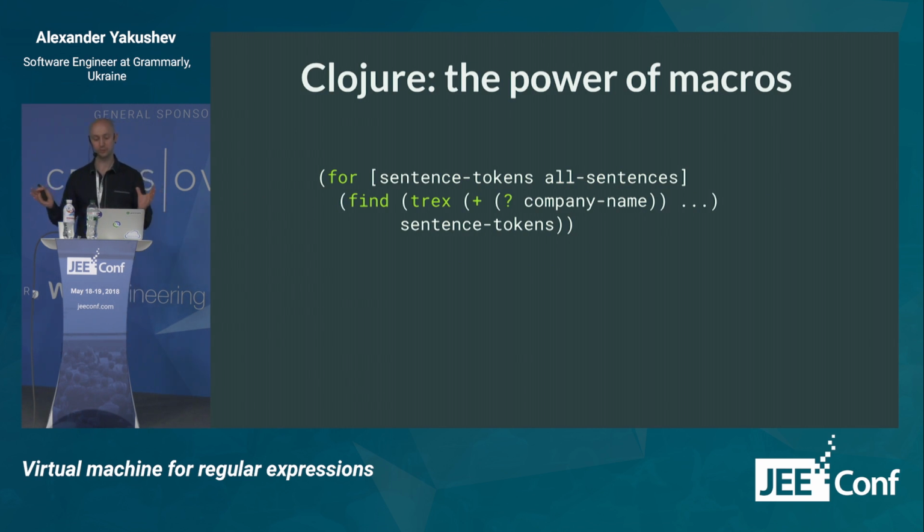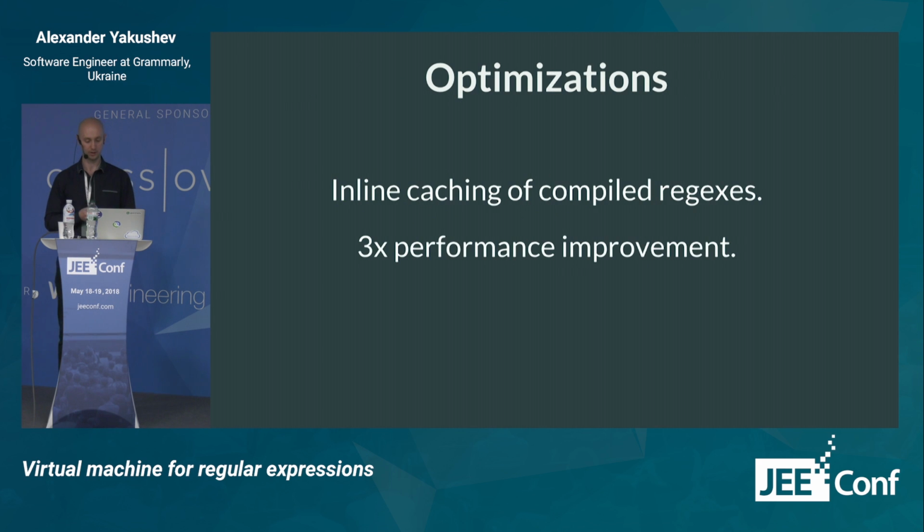And with the power of Clojure macros, you can do that automatically. So whenever the compiler sees this Trex macro, it will remember the line and the column where it saw it, and then it will cache the compiled regular expression. It will reuse it on subsequent uses. That improved performance 3 times. It was still too slow for the use case.